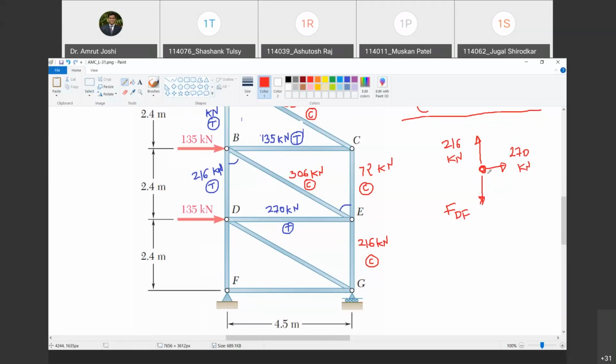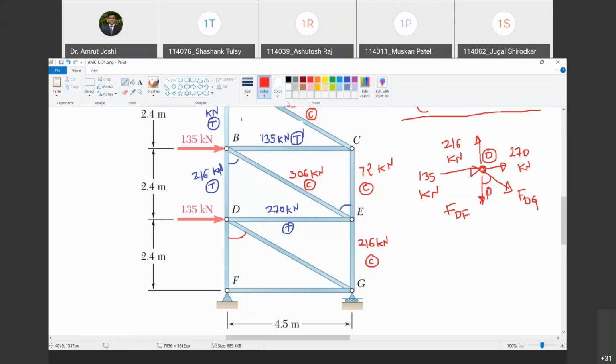And then you are going to have force in member DG. And we are also going to show that as tensile to start with. Done? Free body diagram complete? No, unless you show this angle. So this angle is phi. Agreed? Sir, this 135 kilonewton. Yes, of course. And we have to show this 135 kilonewton as well. This completes the free body diagram of joint pin at D.